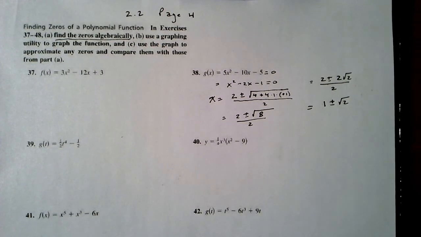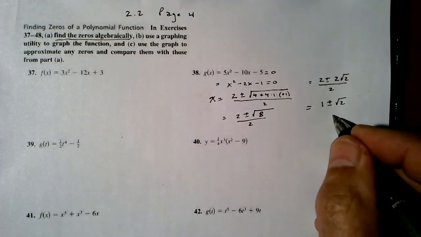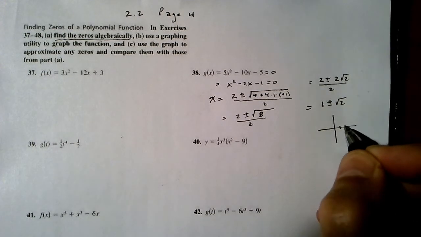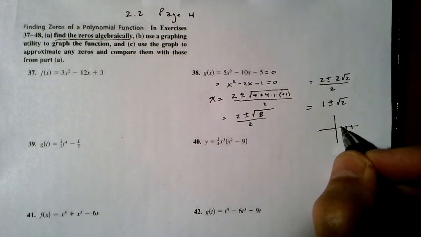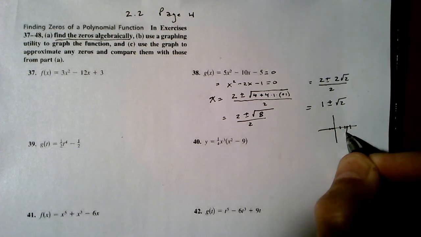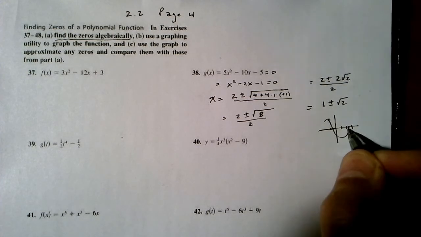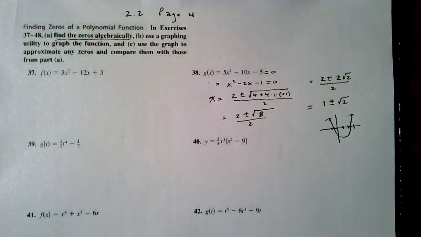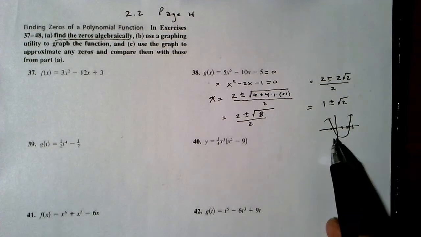And again, feel free to go through with your calculator and graph it. You should see that here's 1. Square root of 2 is about 1.4. So 1 plus 1.4, a 0 here. 1 minus 1.4, a 0 over here. I believe our graph's going to look something like this. I know it's a positive parabola. So there you have it.